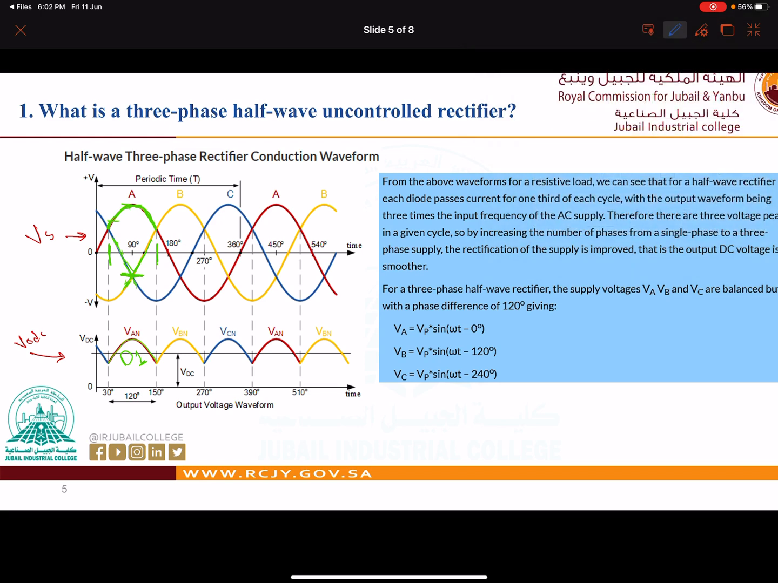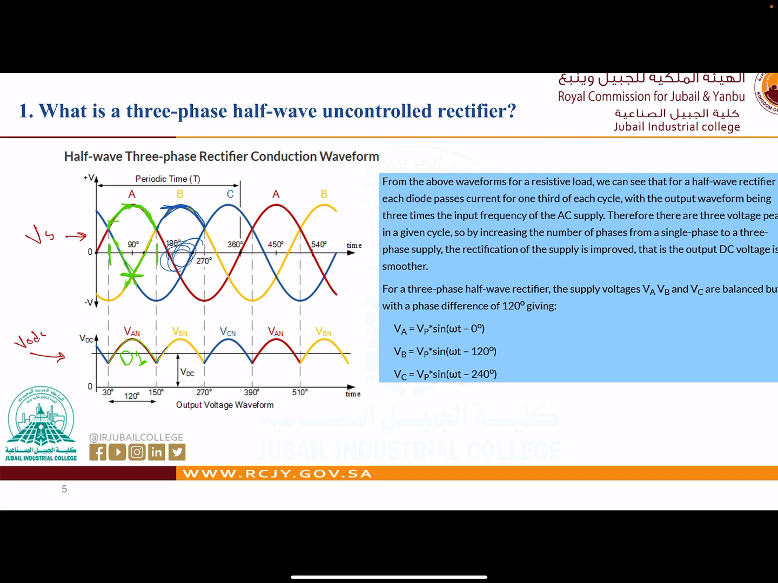Now, we know that diode 2 will conduct when VB is bigger than VA and VC. And we know at this part, from 150 up to 270, VB is bigger than VA and VC as a value. So this is our value for B, and these are our values for C and A. So B is bigger, that's why we know that it will conduct, and there will be a value as an output voltage, and we know that D2 is working in this period.